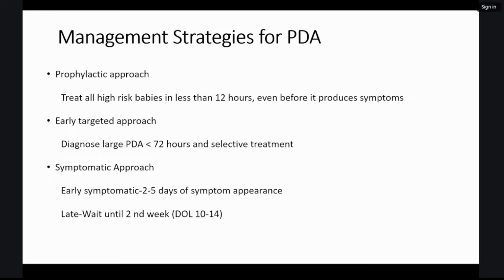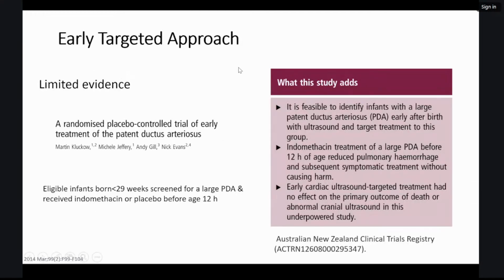In early symptoms, we go for treatment when the symptoms appear on day 2 to day 5 of life. In late cases, we wait until the second week of life, that is day 10 to 14. In the early targeted approach, as I already discussed, PDA closure is attempted in less than 72 hours of age. This is a trial done by Clarke et al., who tried an early targeted approach for closure of PDA based on echocardiographic findings.